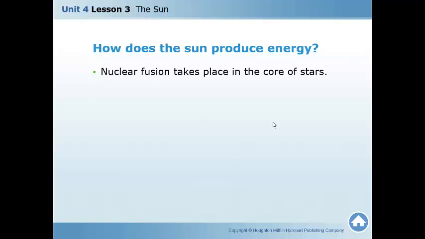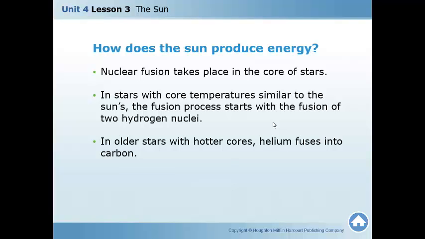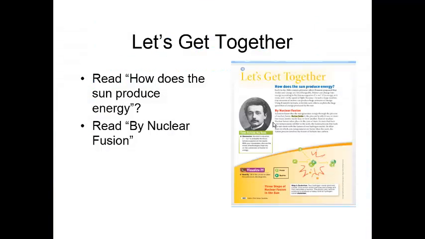Nuclear fusion takes place in the core of the stars. So in the center of the stars is where fusion is happening. In stars with core temperatures similar to the Sun's, the fusion process actually starts with the fusion of 2 hydrogen nuclei. In older stars with a hotter core, helium fuses into carbon. Okay, I'll go ahead and pause the video again and read page 182. How does the Sun produce energy? By nuclear fusion. And then if you want to give number 9 a try, this is a great chance to see if you actually understand the process of nuclear fusion.